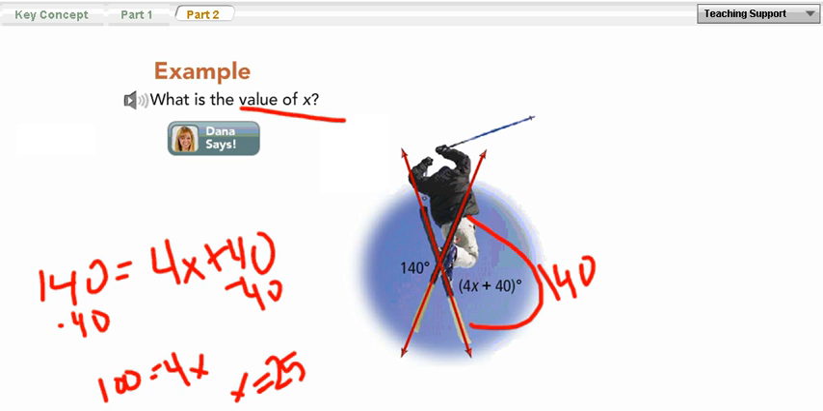Okay, so you subtract 40 from both sides to get 100 equals 4x. If you divide both sides by 4, you get x is 25. So we found the value of x is 25.